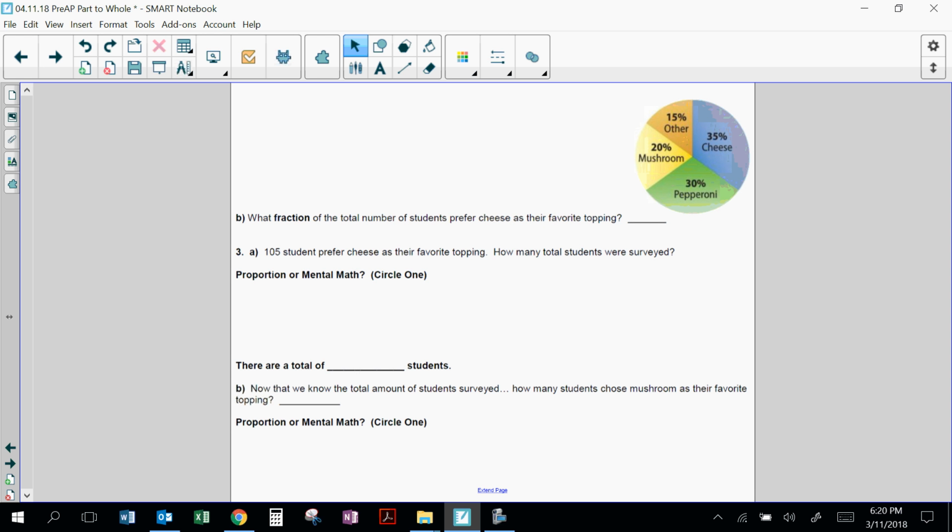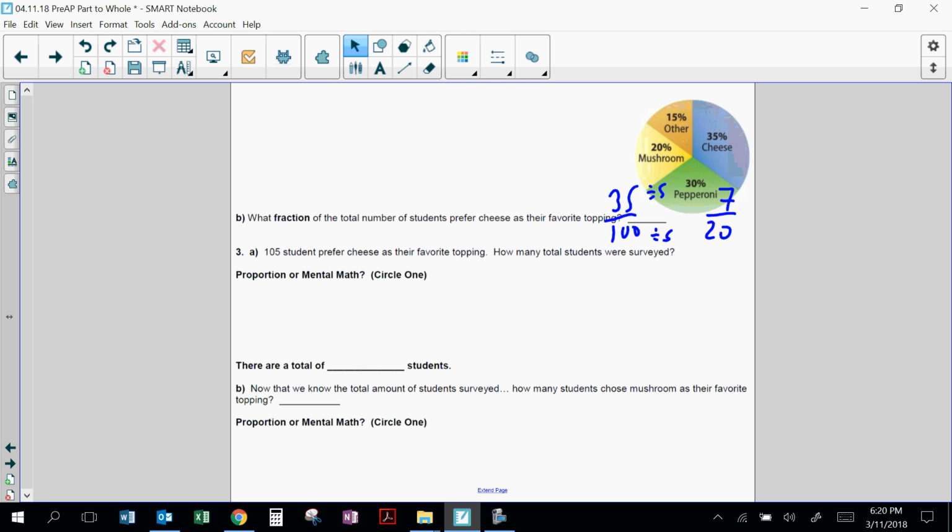So what fraction of the total number of students prefer cheese as their favorite topping? Well, 35% like cheese, so 35 out of 100. Could I simplify that if you want to? Yeah, divide by 5, divide by 5, that'd be 7/20. That'd be 7 out of every 20 students will say, I like cheese.